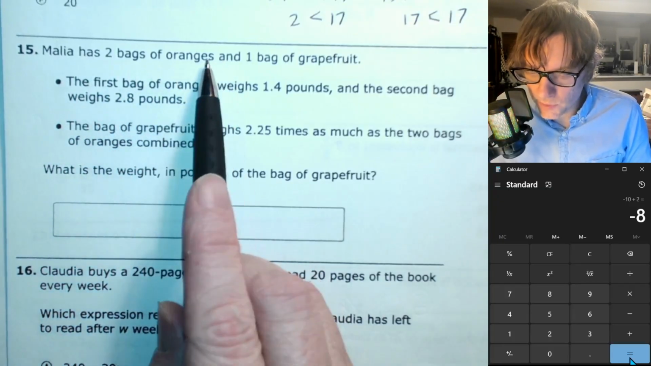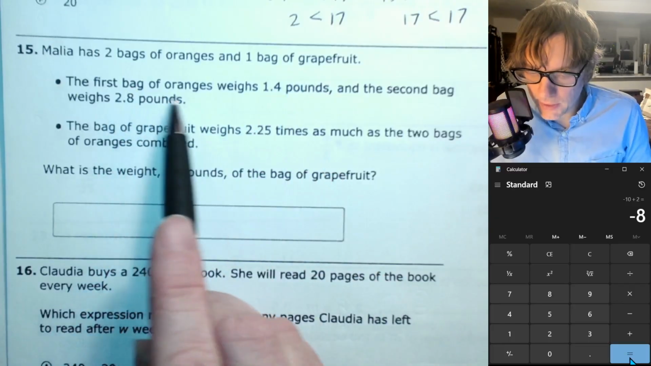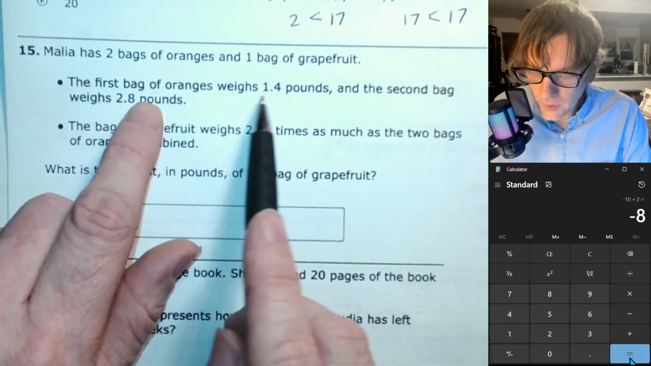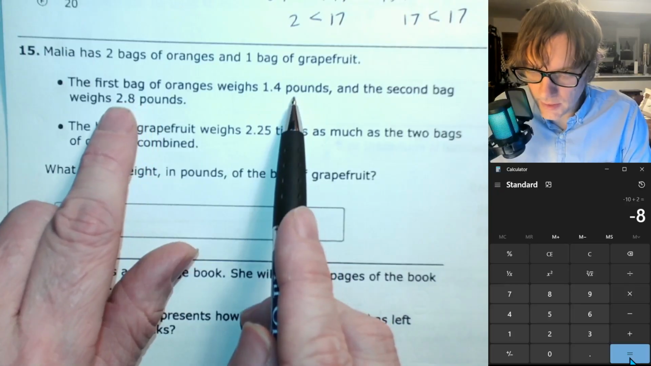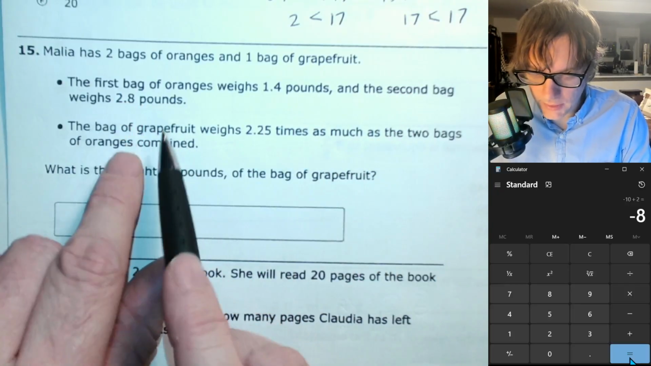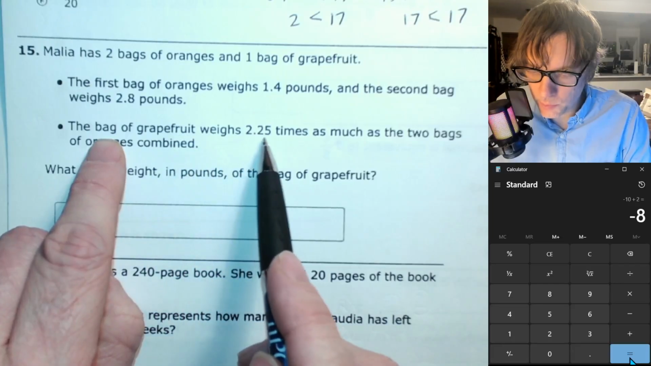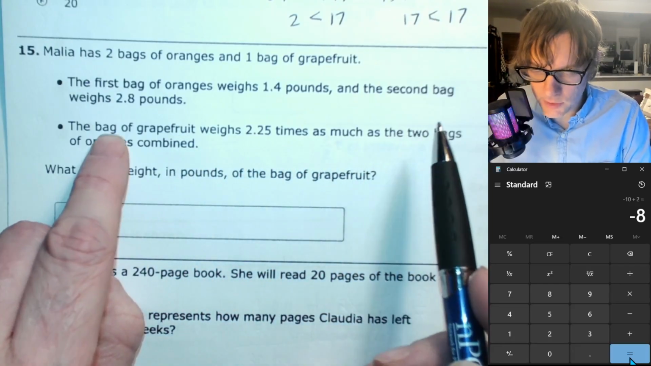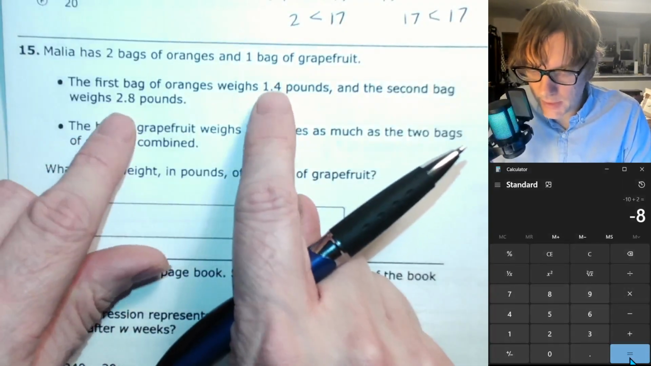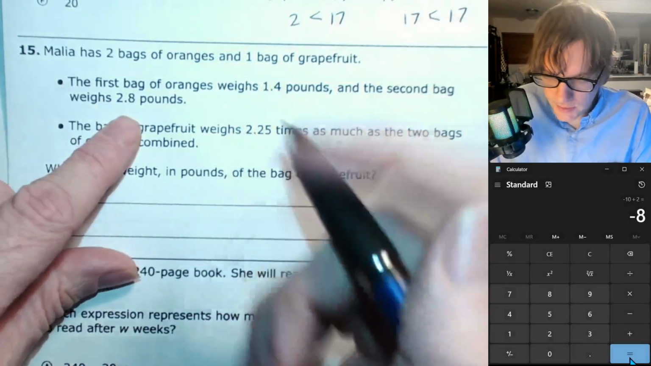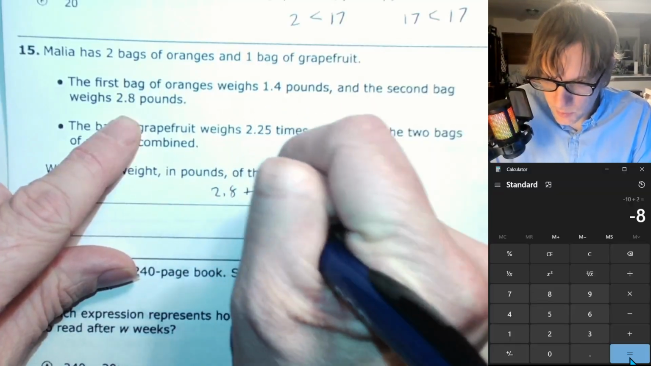So she has 2 bags of oranges and 1 bag of grapefruit. The first bag is 1.4 pounds. The second bag is 2.8. The bag of grapefruit weighs 2.25 times as much as the 2 bags. All right, so I guess I'll just add these together first. So we get 2.8 plus 1.4.